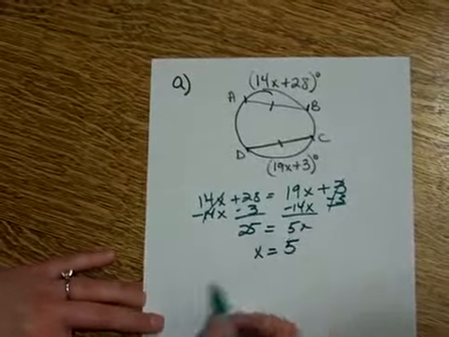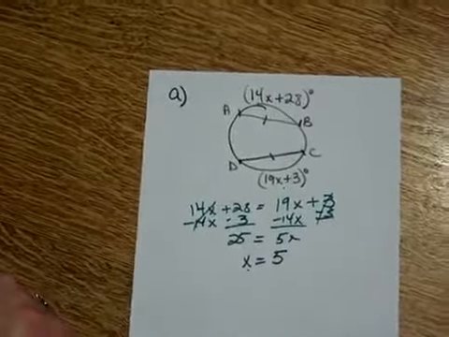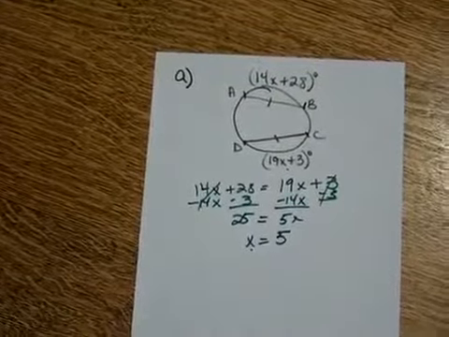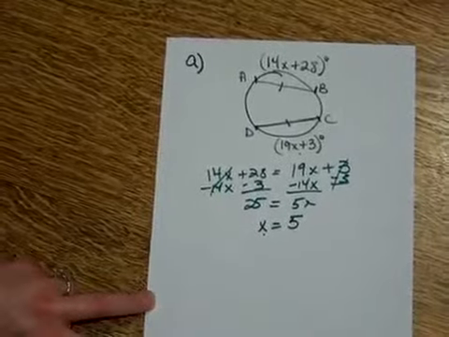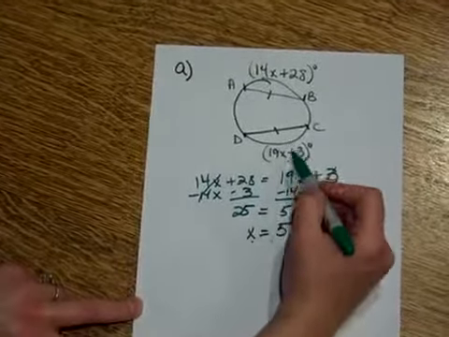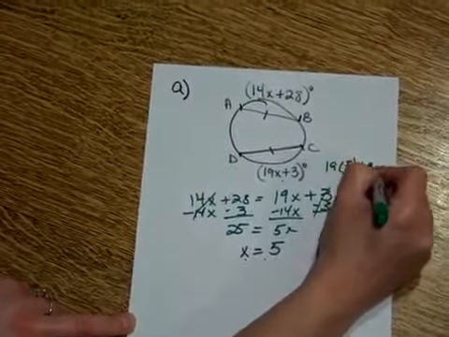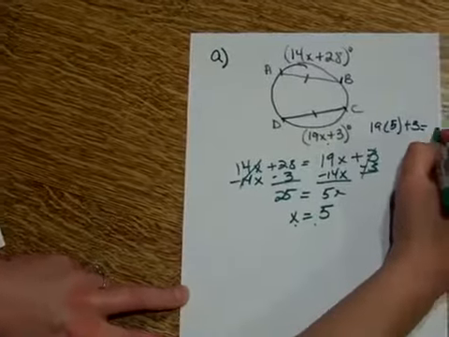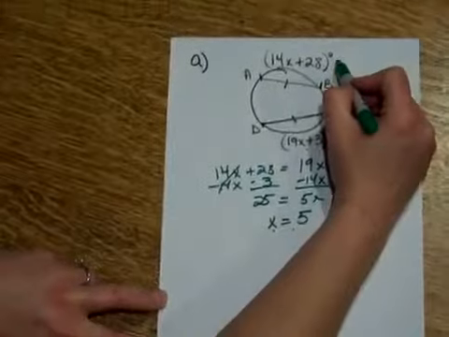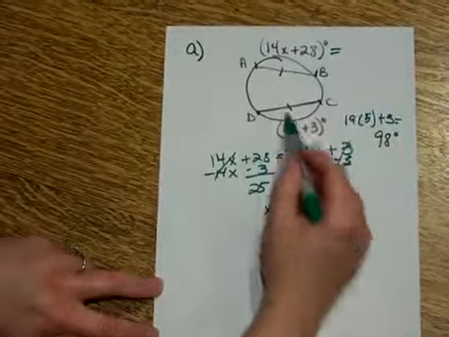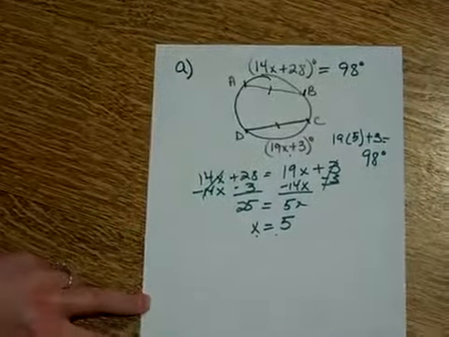X equals 5. If they wanted me to find the actual arc value, the actual degrees, I simply need to plug that back in, which this does ask me to do. I plug that 5 in, and I have 19 times 5 plus 3, which gives me 98 degrees. 14 times 5 plus 28 gives me 98 degrees as well.